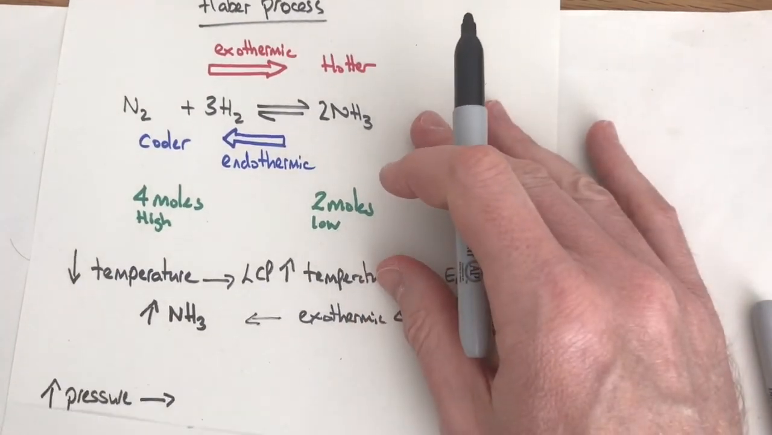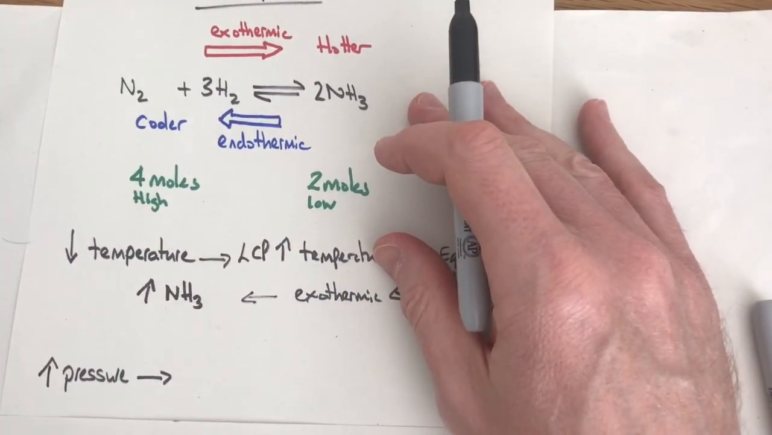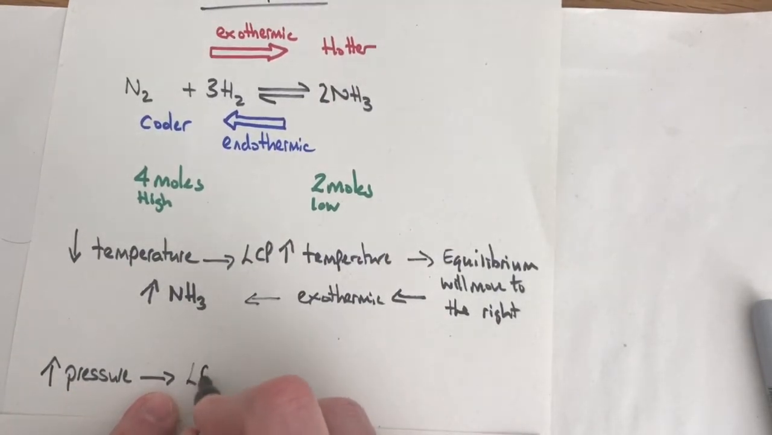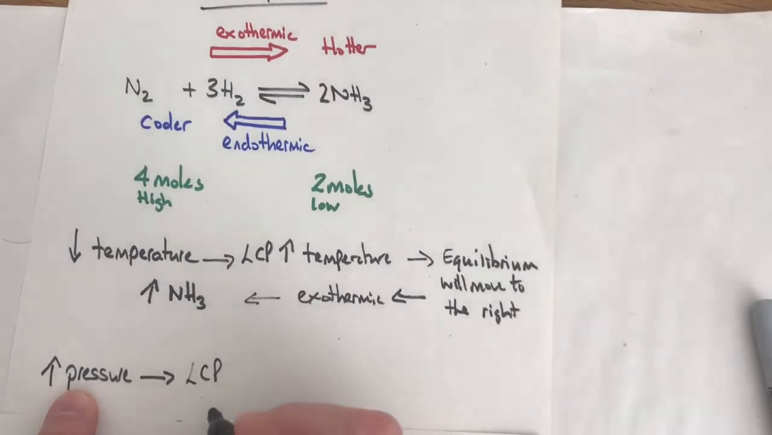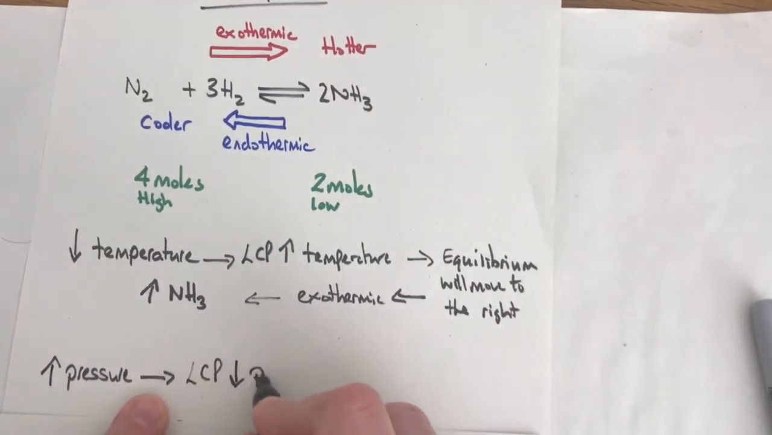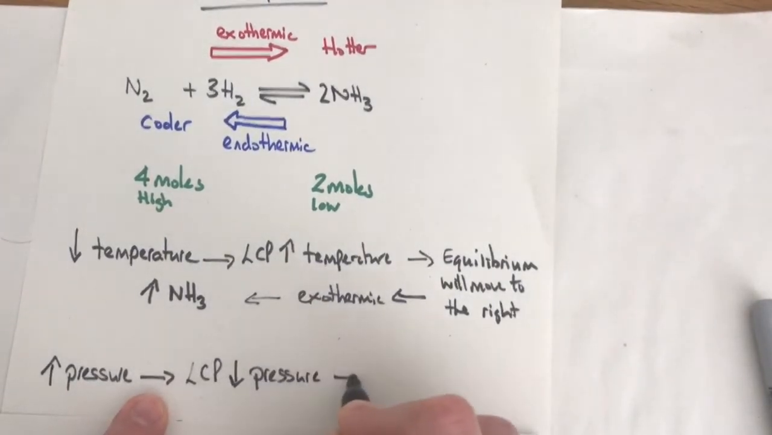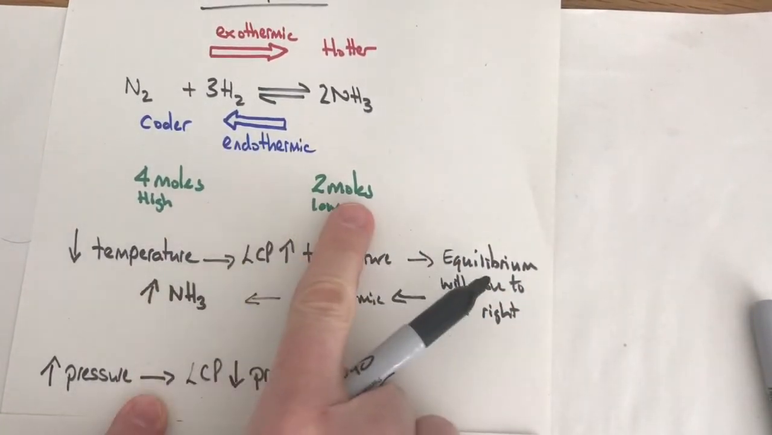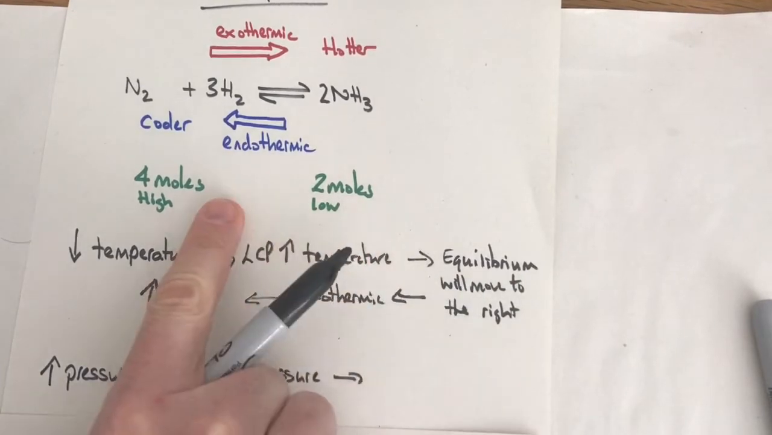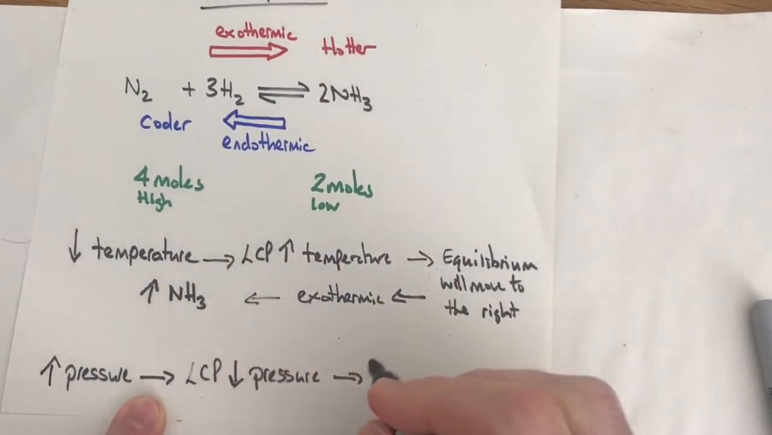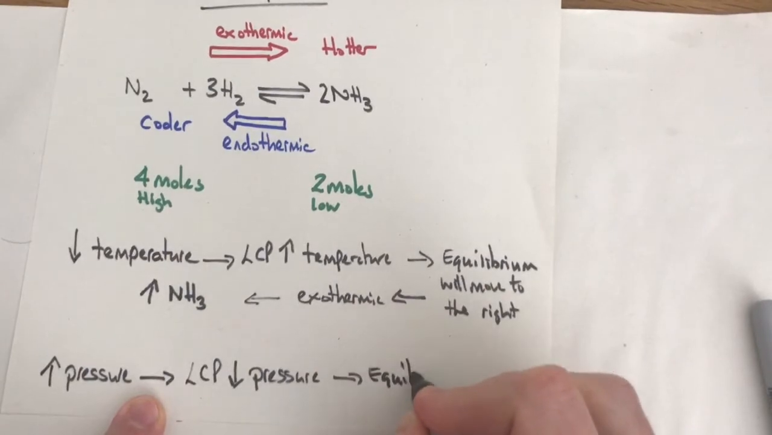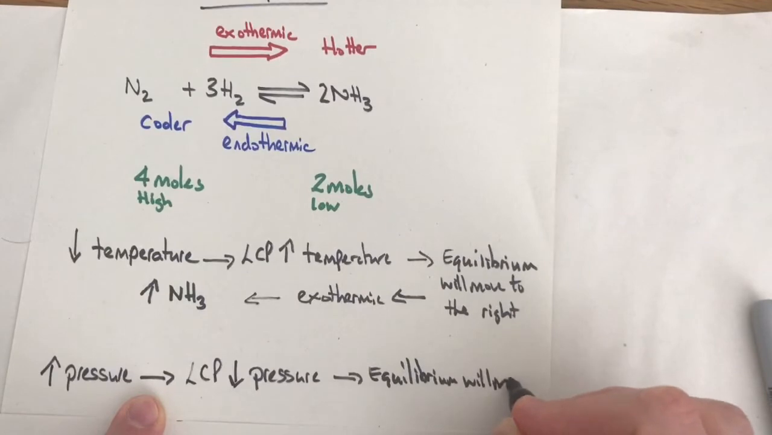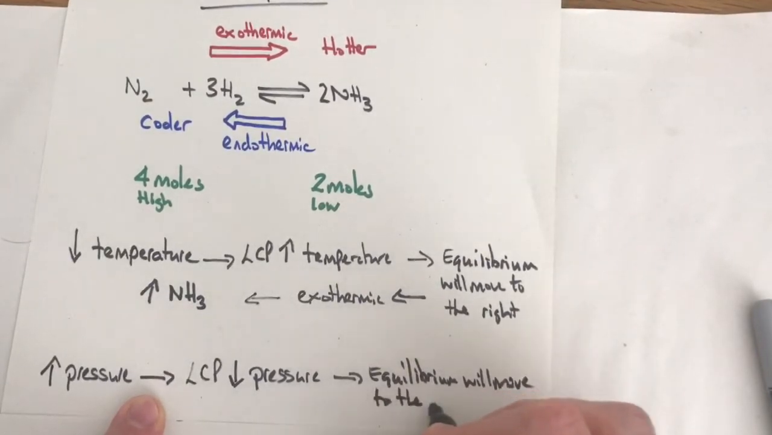Let's look at pressure, see if we can squeeze this in. Pressure, we're going to try and increase the pressure. Le Chatelier's principle says it's going to do the opposite, so it will try and lower the pressure. If it lowers the pressure, go back up to here, the side with the lowest pressure is the right hand side, so the equilibrium is going to move to the right to try and lower the pressure. So equilibrium will move to the right.